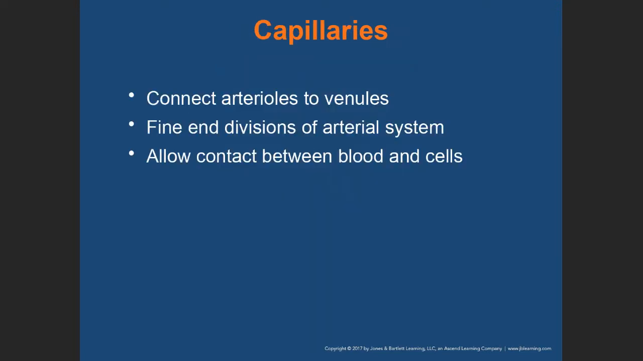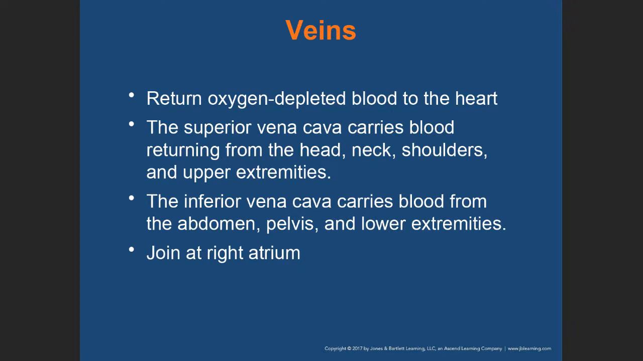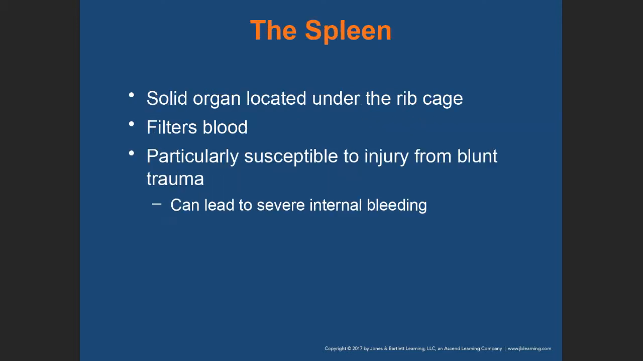All right, capillaries. Capillaries connect arterioles to venules. Fine end divisions of the arterial system allow contact between blood and cells. Veins return oxygen-depleted blood to the heart, or deoxygenated blood, the same thing. The superior vena cava carries blood returning from the head, neck, shoulders, and upper extremities. The inferior vena cava carries blood from the abdomen, pelvis, and lower extremities. And they join at the right atrium.